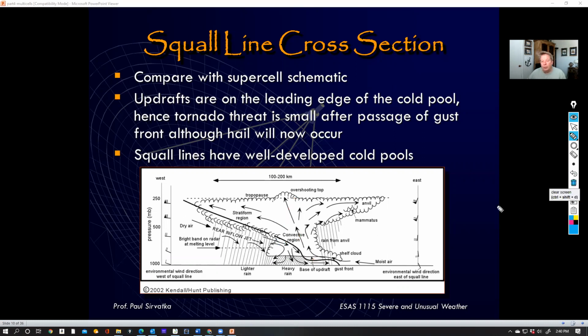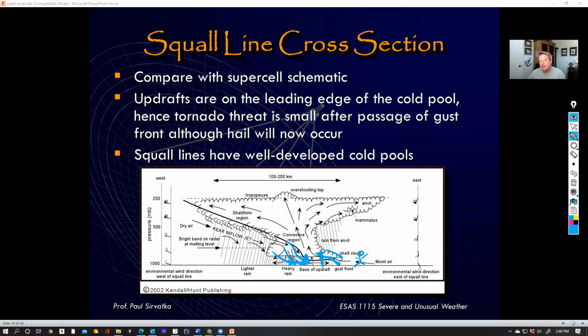So when we look at what we'd experience if you're here, you see the anvil, you might see the overshooting top, mammatus, maybe this virga, and then you start seeing a shelf cloud, which is fine because it's along the gust front. But when the gust front goes through, if there's a tornado, it's going to be right here near the updraft. The cold air will then come down like this.